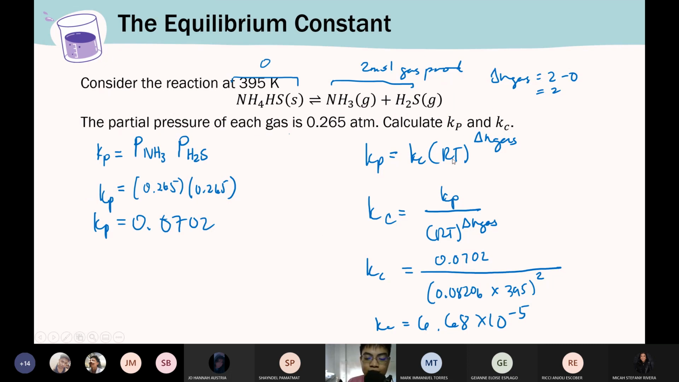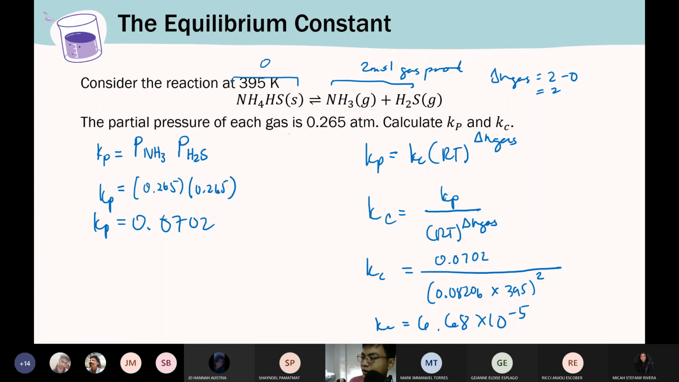Again, the R is 0.08206. That is the gas constant if you use PV and RT. The temperature must always be in Kelvin. And the delta n gas is just the moles of gas in the product minus the reactant.